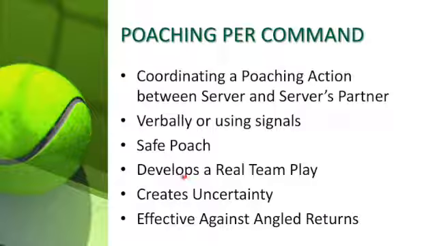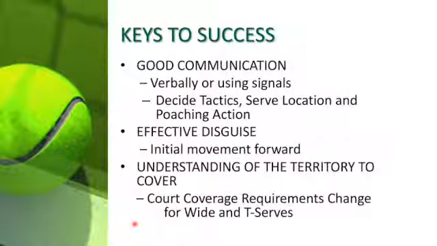This poach is an important one to master because it develops real team play and creates uncertainty in the receiving team. It is also useful for removing good cross-court returns, especially the angled returns. There are three keys to success when poaching per command or signal: good communication, effective disguise, and understanding of the territory to cover.